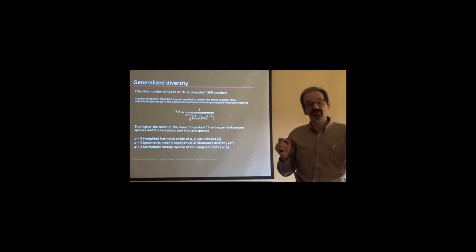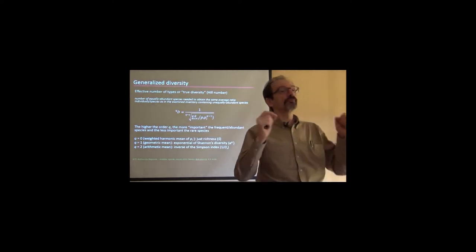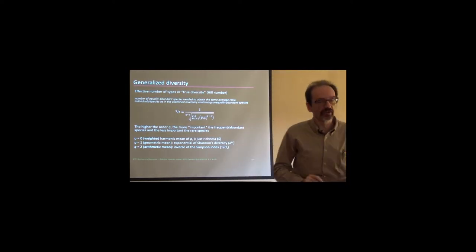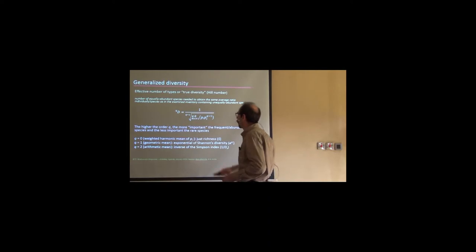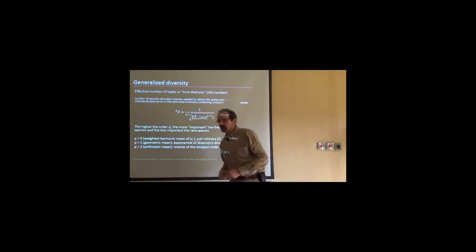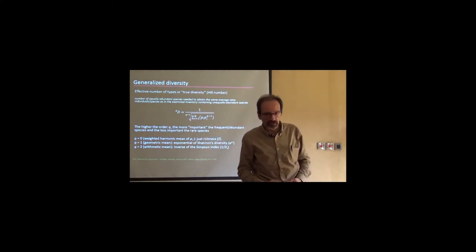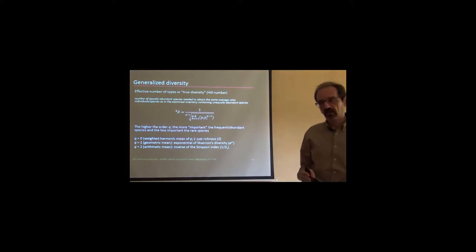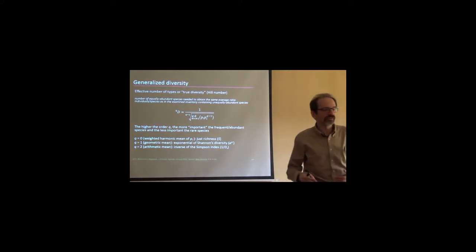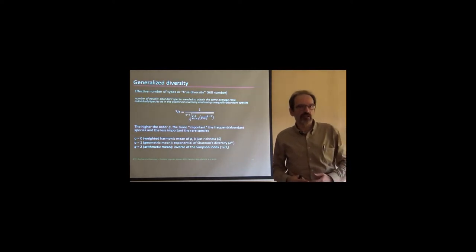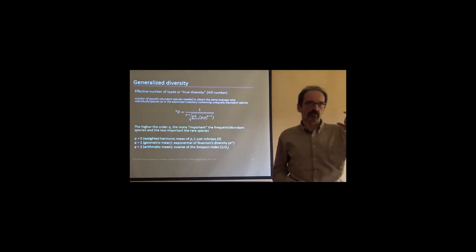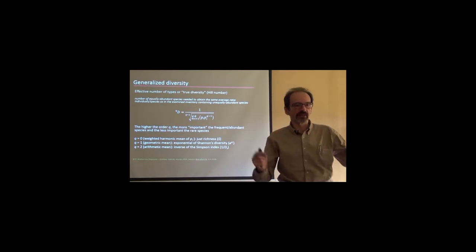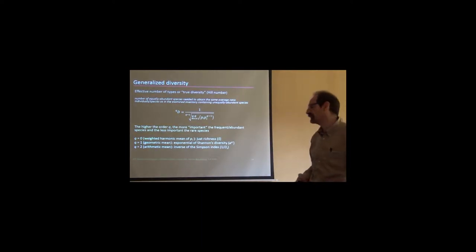You know that you can use Shannon's formula to calculate the number of species. That's the exponent of Shannon. Well, that's done by putting a 1 here. And if q is 2, then we are looking at the arithmetic mean, and that's the inverse of the Simpson index. The Simpson index is often confused with the dominance of Simpson, and the Simpson index is the complementary, that is 1 minus dominance, but it's a diversity index. It's a probabilistic diversity index.